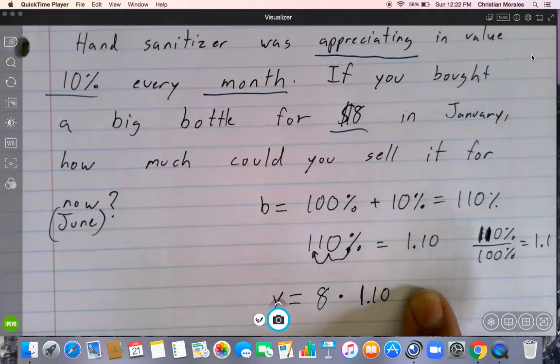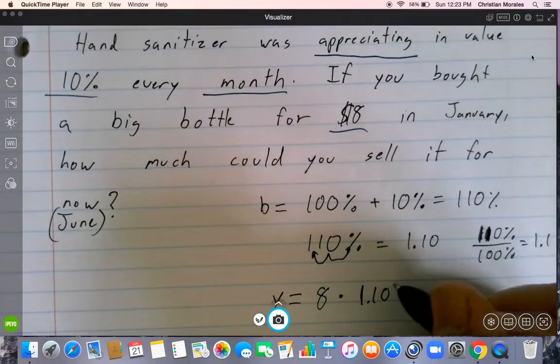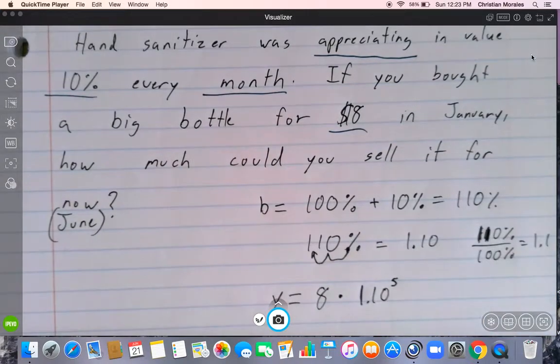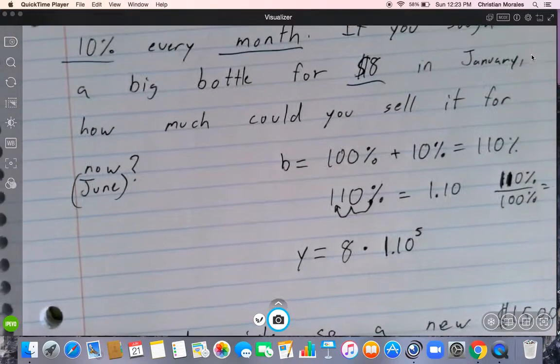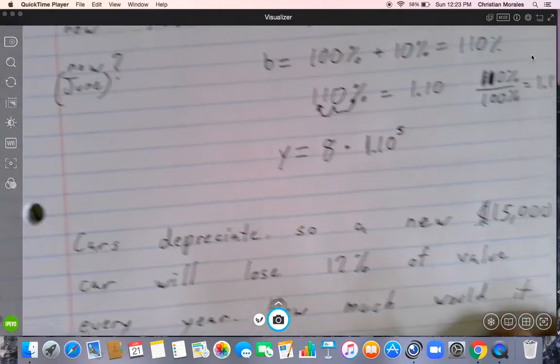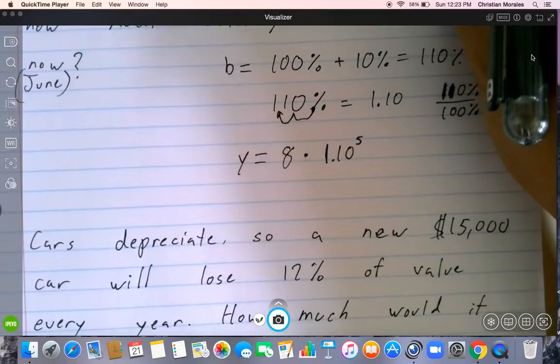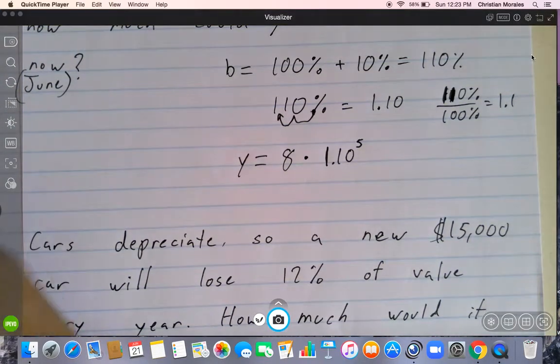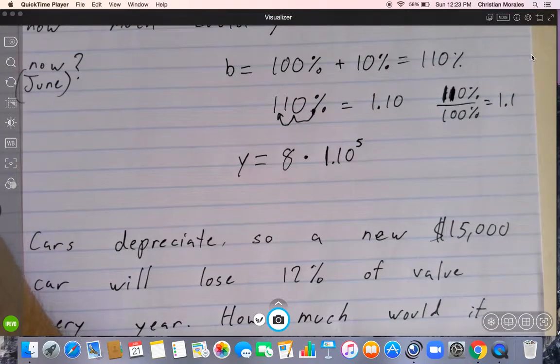How many months is it from January to June? So you count. Okay, so you got February, March, April, May, June. So it's 5 months. So it's 5 times that the value has grown. Now in the real world, nobody would do this because that would be called price gouging. And I think it's actually illegal. You can't sell things for crazy amounts, especially things that are necessary.